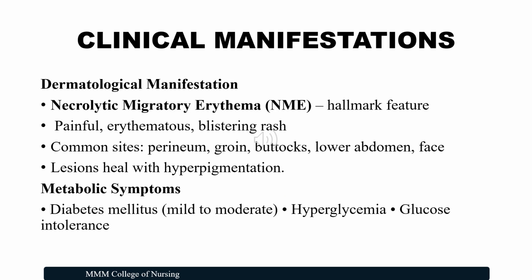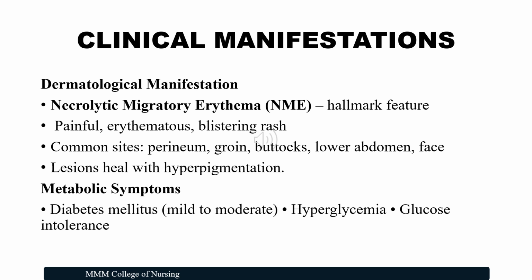Clinical manifestation. The dermatological manifestation is necrolytic migratory erythema, that is NME. This is a feature of Glucagonoma syndrome. It is characterized by painful erythematous blistering rashes, and the common sites where it appears are the perineum, groin, buttocks, lower abdomen and face. These lesions heal with hyperpigmentation.